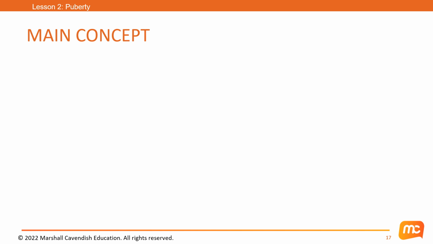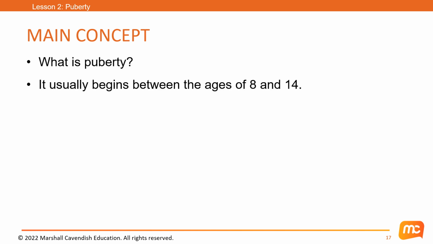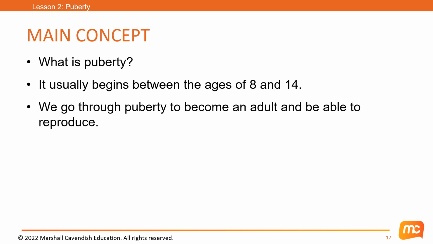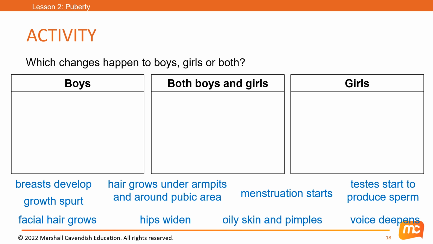So main concept, what is puberty? It usually begins between the ages of 8 and 14. And then we go through puberty to become an adult and be able to reproduce. So puberty is the period of growth and development in which males and females become able to reproduce. But remember this activity, let's see what changes happen to boys, girls, or both.